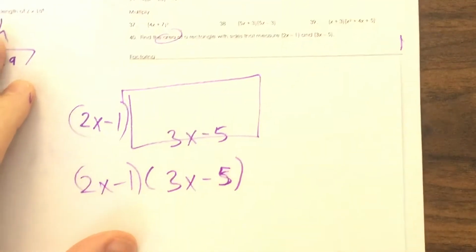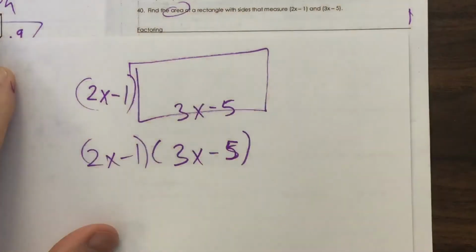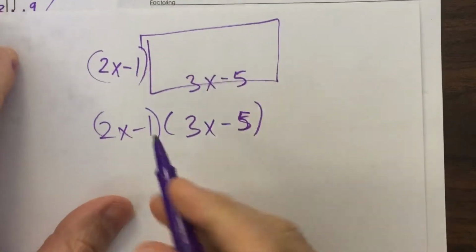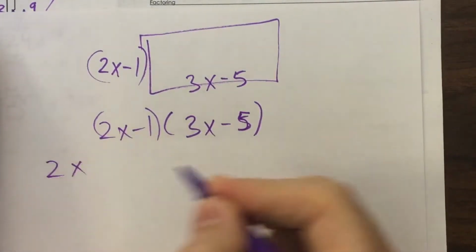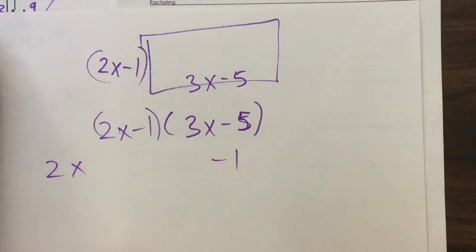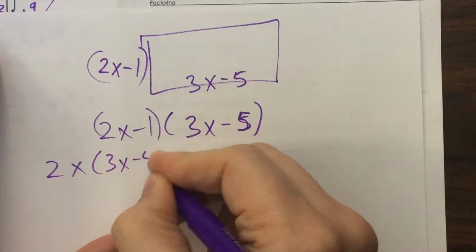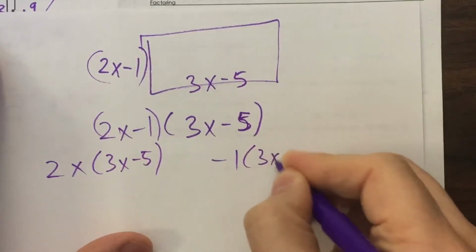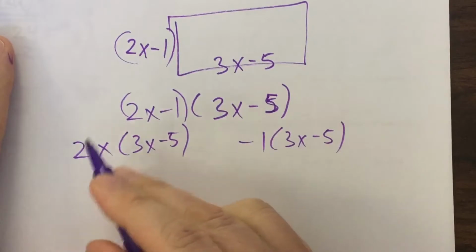It really is just like the problems from the previous video. That's all it is. Okay, so what do I do? I split the first one, 2x, and then the minus 1 can go over here. I write the second one twice. 3x minus 5, 3x minus 5. Okay? Okay, so I distribute here.